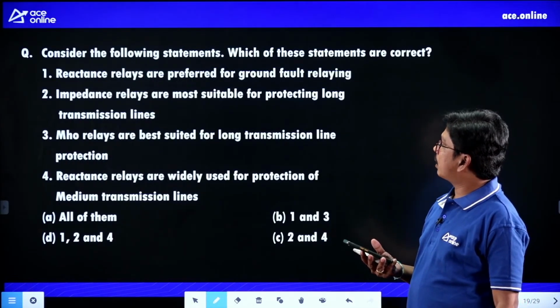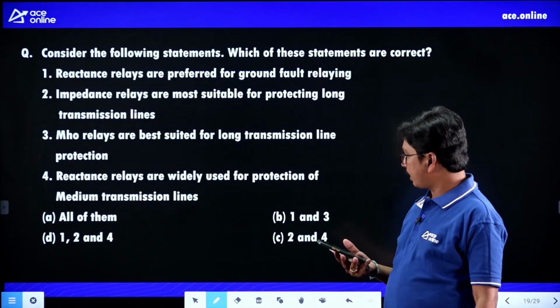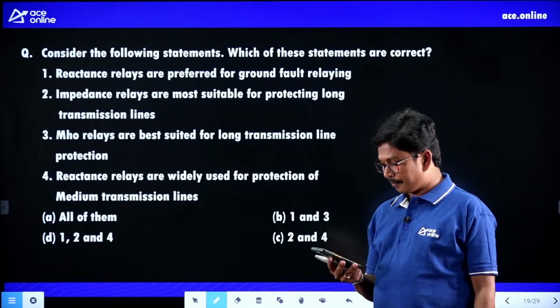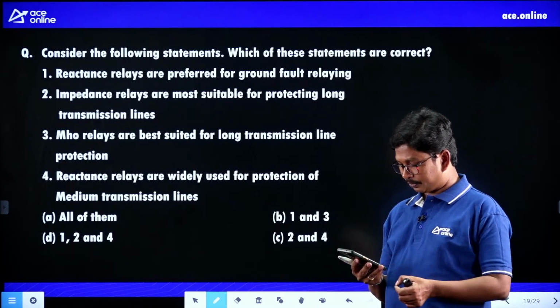Reactance relays are preferred for ground fault relaying. What is the answer? Option B. Yes, very good. Aspirant, very fast. Right. Bhushan, Uma, Jyoti, very good. You are very fast.